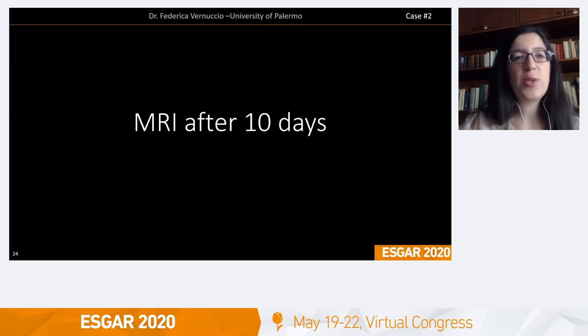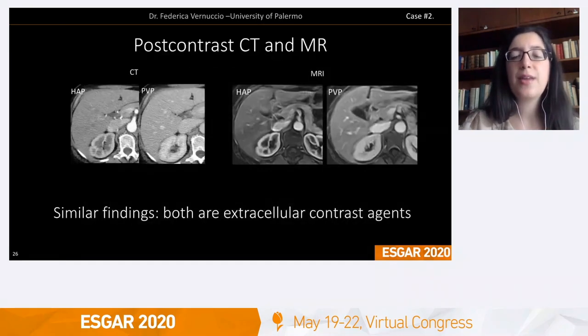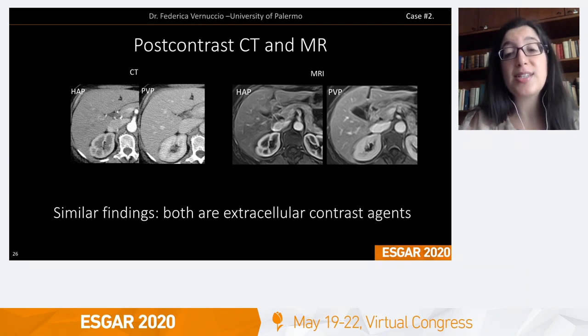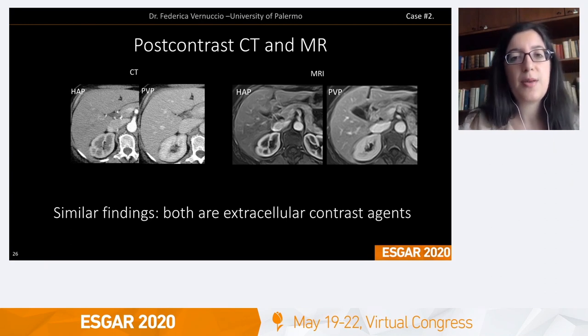This patient, I know that all of you will have answered correctly, underwent MRI after 10 days. I will show you first these images on arterial phase and portal venous phase. Why? Because this lesion showed nothing. Indeed, post-contrast images for CT and MR are similar because both contrast agents are extracellular. And so we don't see the lesion either on CT or MRI on post-contrast images.